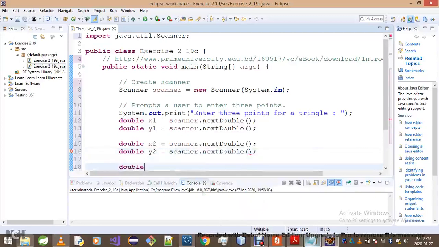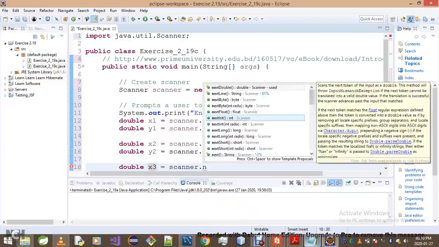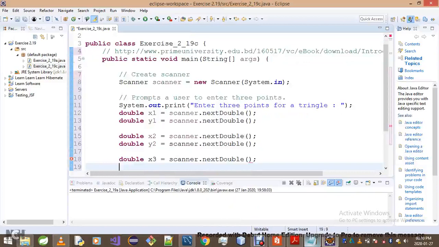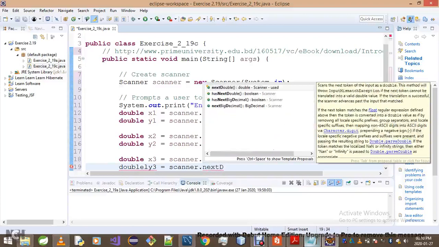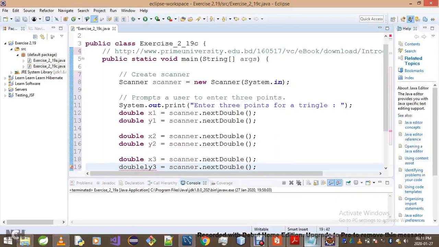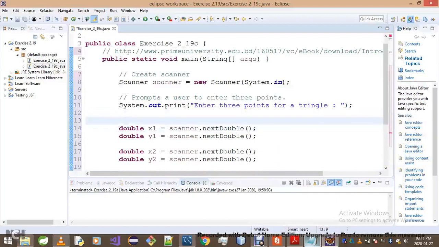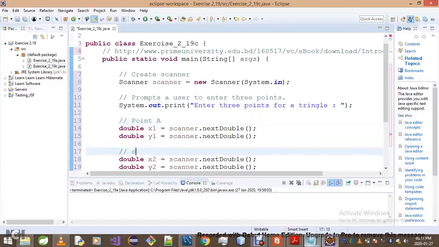Okay, and then lastly we'll have this point x3, which is given as scanner.nextDouble. So double y3 is equal to scanner.nextDouble. Again, perhaps you might want to say point A and go point B.